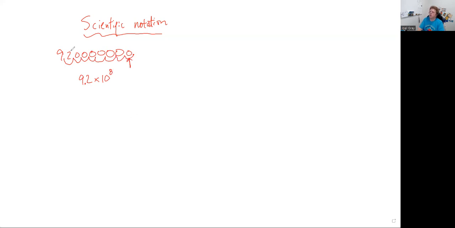Okay, so when we're taking a number like this and converting it to scientific notation, one of the ways that I like to think about this is: is the value of the number greater than 1, or is the number less than 1? And if the answer is it is greater than 1, then you're going to have a positive exponent. If it is less than 1, you're going to have a negative exponent.